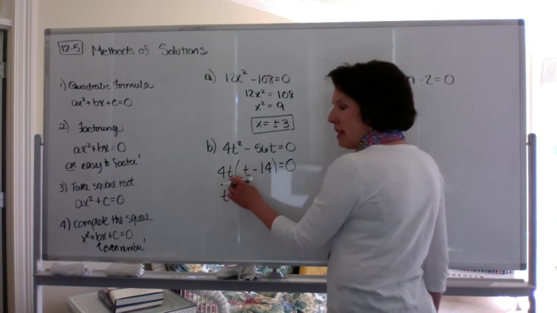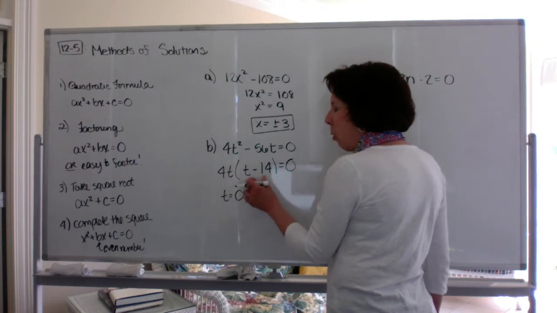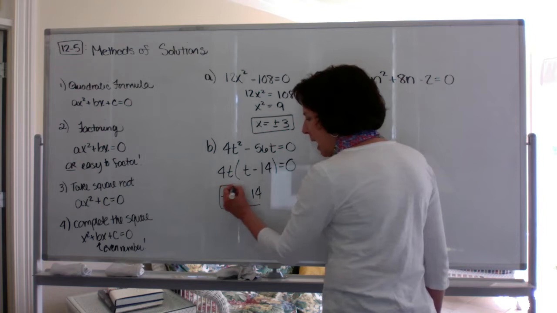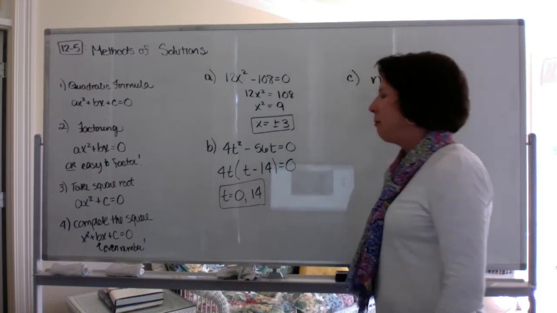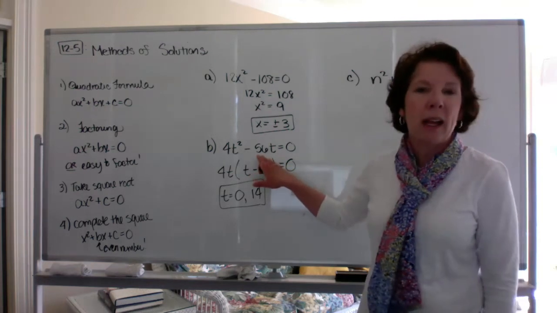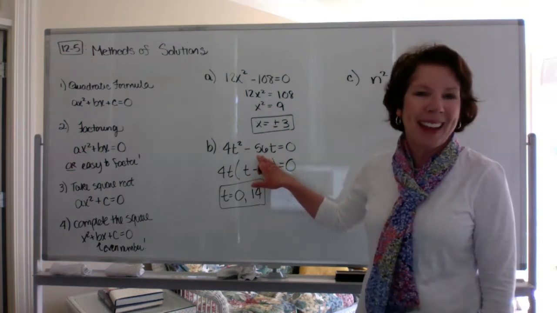What would make 4t equal to 0? 0. What would make t minus 14 equal to 0? 14. And there you have it. T equals 0 and 14 are my two solutions to this quadratic equation. You can always plug them back in to check.